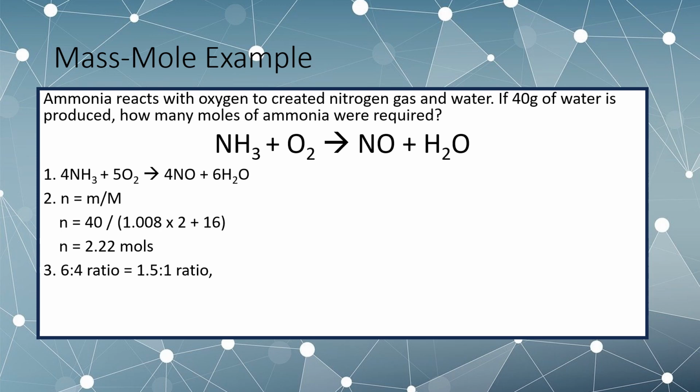So all we have to do in this case is then divide our 2.22 by that 1.5, as we're going from the 6 to the 4. In this case, the 1.5 to the 1, which means we need to divide using our number provided. This gives us 1.48 moles of NH3. As the question asks for the number of moles, step 4 is not required in this example.